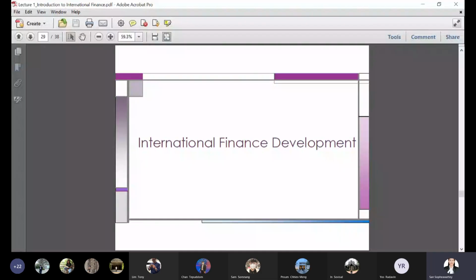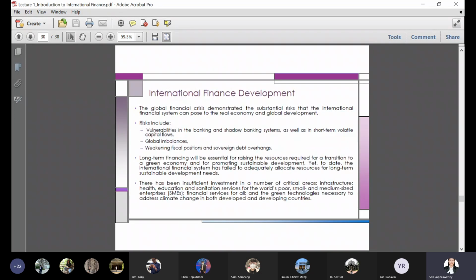Okay, so we continue the lectures here. In this part, we're just looking at how international finance is important for development, specifically for, we could say, economic development here.